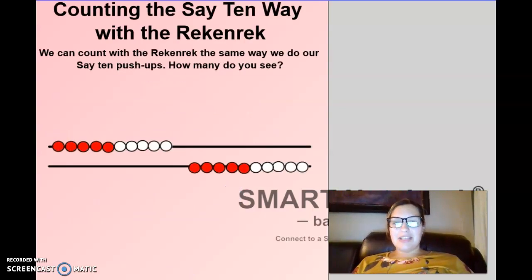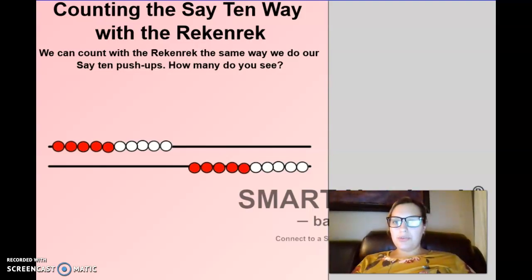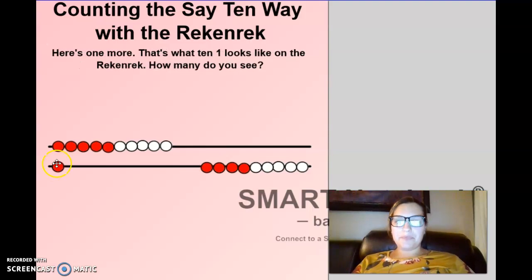So we're going to get back to this rec and rec today, and we are going to do it the same way we've been doing it with our say 10 push-ups. We're going to do 10 and then count how many are on the bottom. So if it's 10 and 1 on the bottom, it's 10, 1. We're going to roll through these real quick. Here we go. 10, 1. Good job.